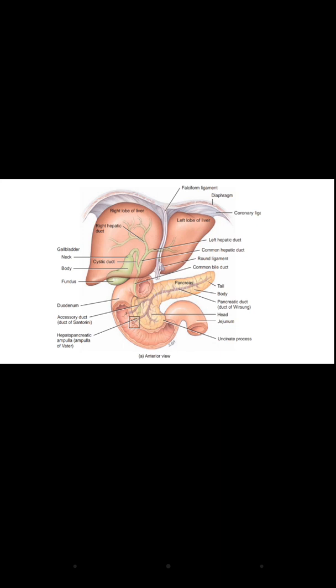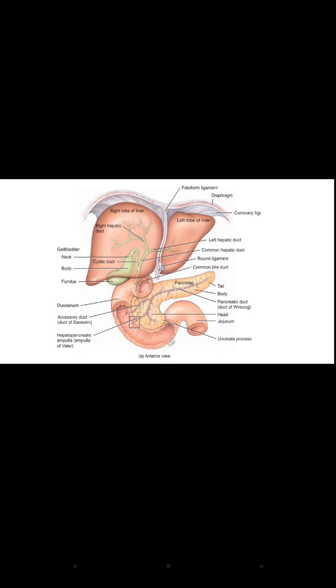In the liver, we have 2 types of ducts, right hepatic duct and the left hepatic duct. They merge together and form a common hepatic duct. This common hepatic duct merges with the cystic duct. This cystic duct comes from the gallbladder. So the common hepatic duct and the cystic duct come together and form the CBD, that is common bile duct.